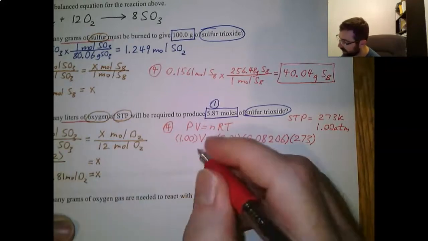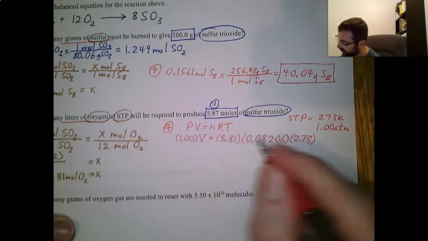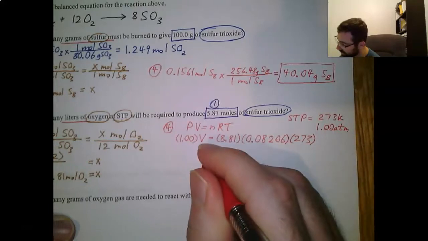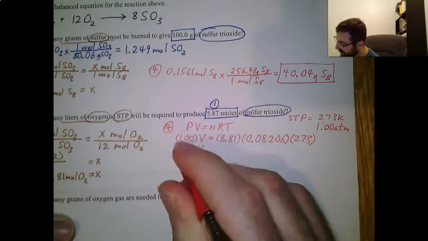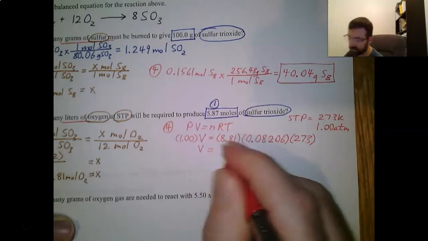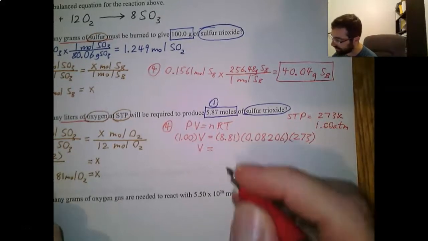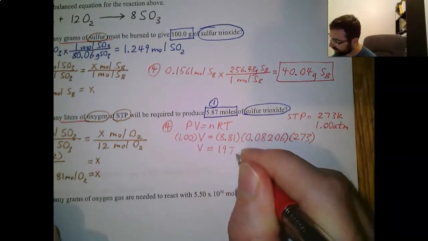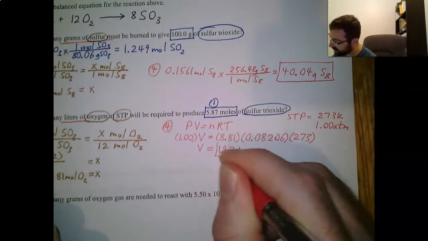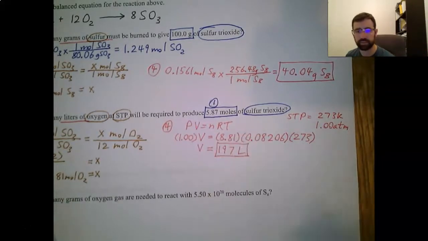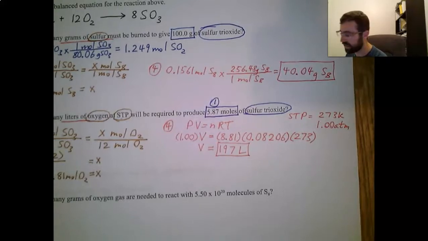So if I divide by 1, it's just all these numbers multiplied by each other. So 1 times V is V. V equals all those numbers multiplied by each other, which if you do that in a calculator, you're going to get 197 liters. Don't forget to write your units and round to the correct number of sig figs. And that's it for that problem. So let's go to part D.